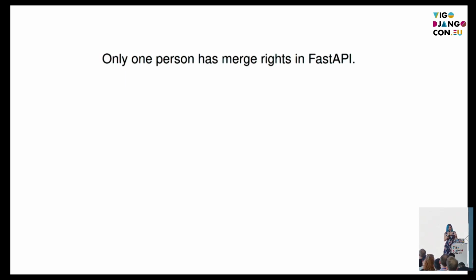And the last thing I want to mention about this combination, this is specifically about FastAPI, is that there's only one person who has merge rights. This is a problem for lots of companies, and a very common reason why they don't use FastAPI and similar frameworks. So lots of people address this problem, and the author replied to them.